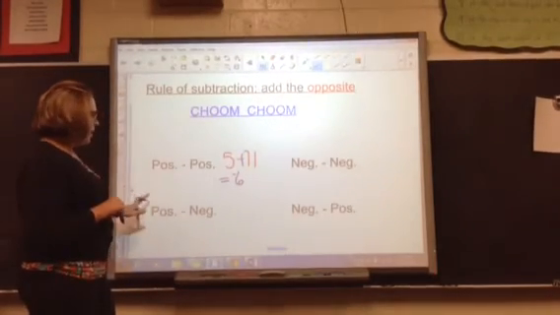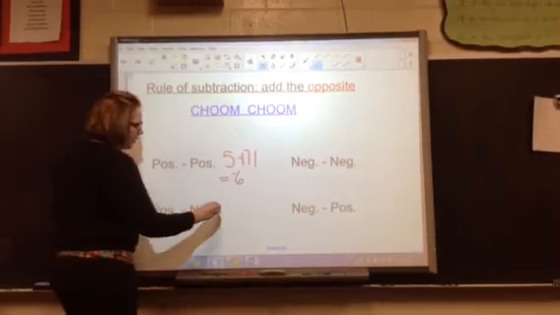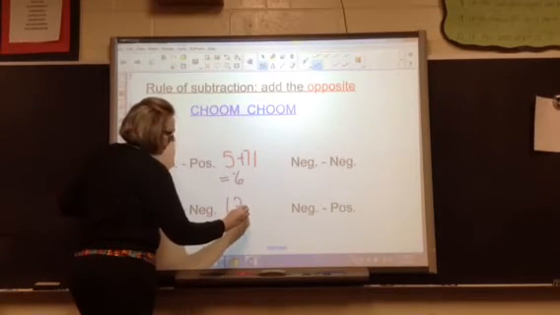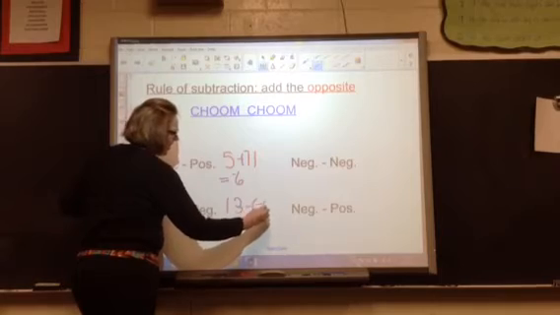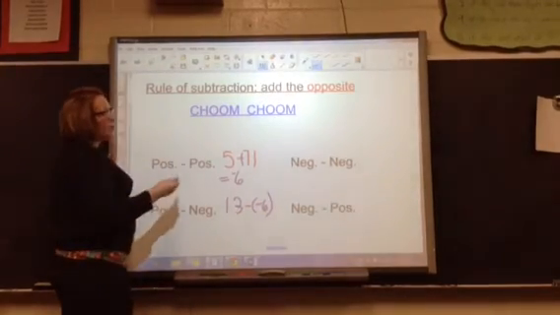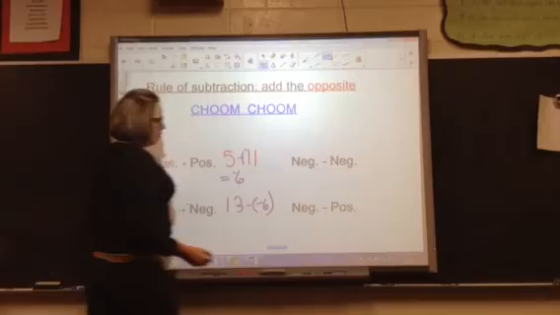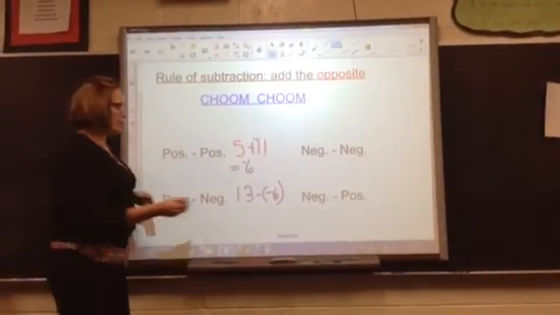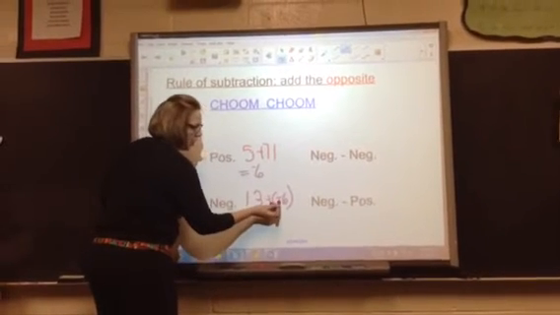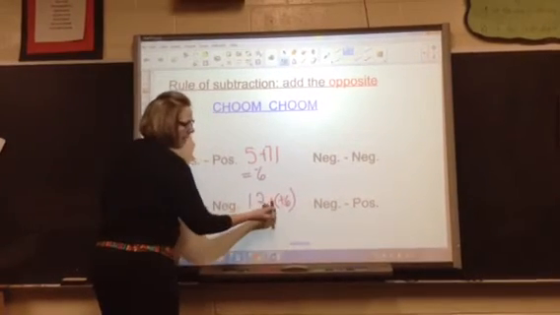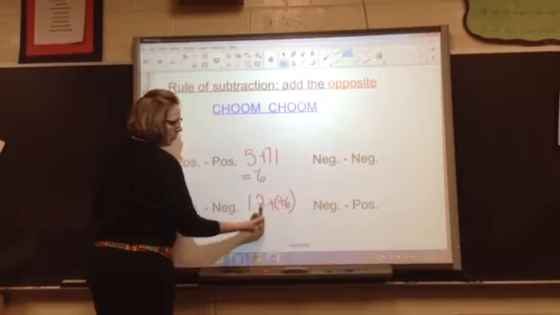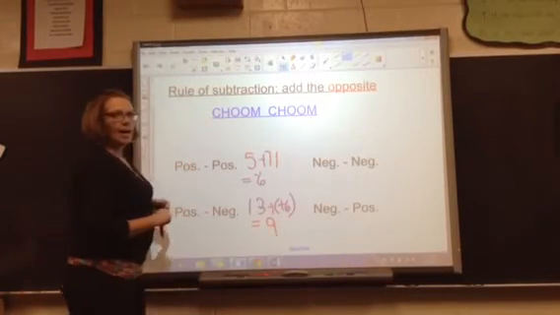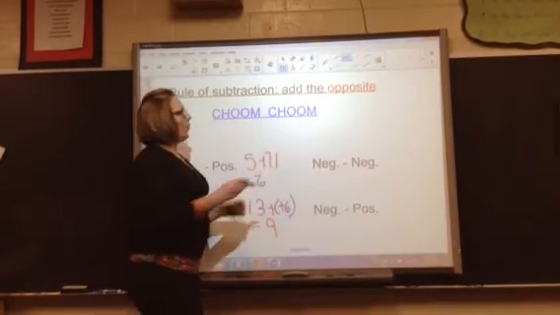Let's try a positive minus a negative. How about 13 minus a negative 6? Okay, so again, I'm going to turn the subtraction into addition. I want to add the opposite. Add, and then change this negative to a positive. Add the opposite. 13 plus 6 equals 19. Right?